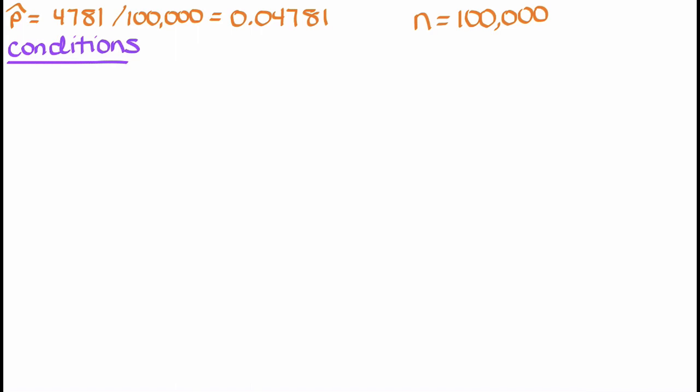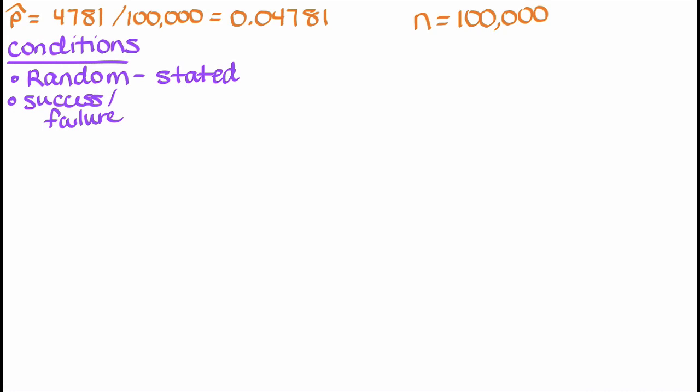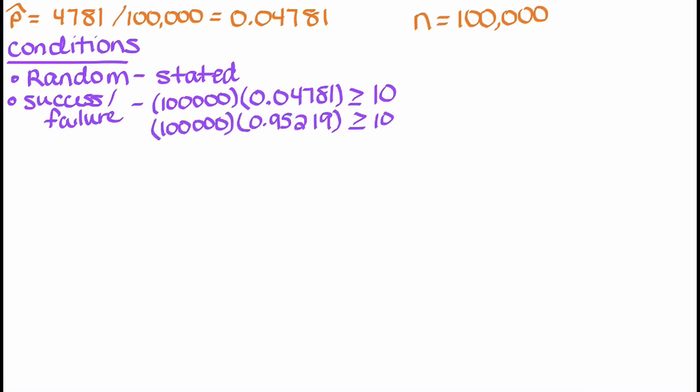My sample proportion is 4,781 out of 100,000, which gives us 0.04781, and n, our sample size, is 100,000. I'm going to check the conditions. It has to be random. Well, that was stated. I have to have the success/fail condition. That's where n times p has to be greater than or equal to 10, and n times 1 minus p has to be greater than or equal to 10. If I check that smaller one, I get 4,781, and obviously the bigger one's going to be even bigger, so those check out.